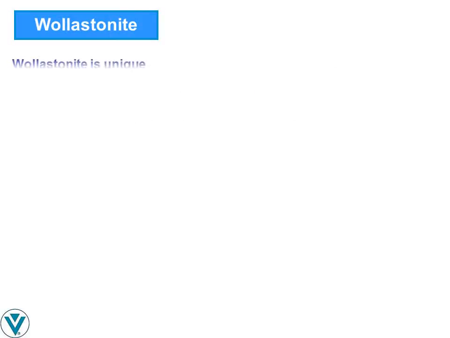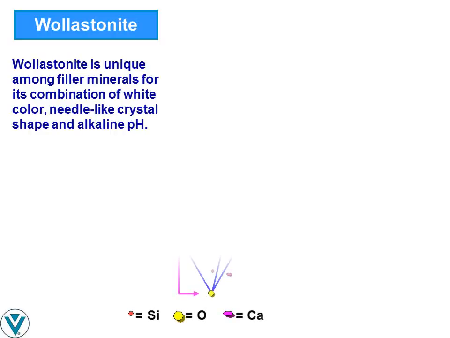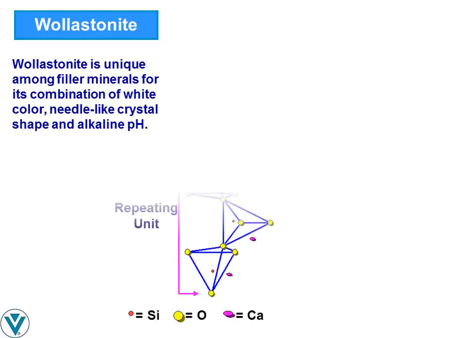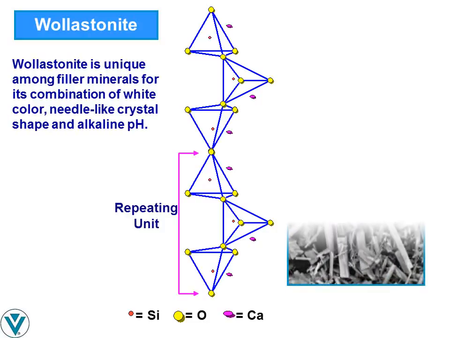Wollastonite is unique among filler minerals for its combination of white color, acicular or needle-like crystal shape, and alkaline pH. The structure of wollastonite is characterized by the repeating twisted 3-silica tetrahedra unit. The chains formed by these silica tetrahedra are connected side by side through calcium in octahedral coordination. Because of this chain structure, wollastonite tends to grow as acicular crystals and preserve acicularity on cleavage.